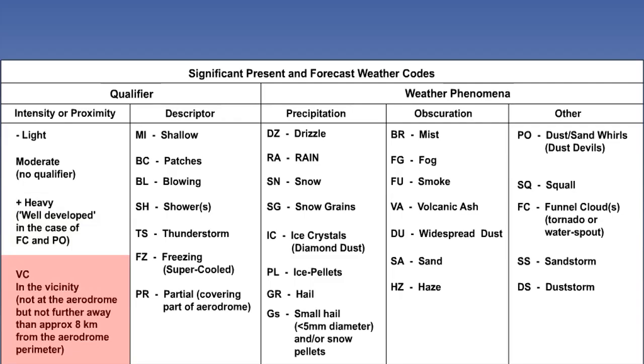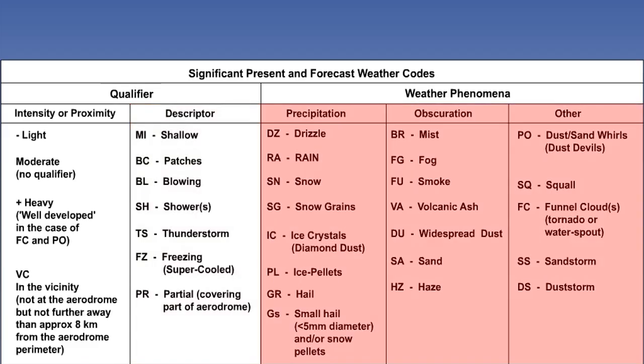The next column adds detail or describes the actual weather phenomena, which we will see later. Three of the most common that you are likely to see are BC, which means patches and is frequently used to describe fog, SH, which means showers, and TS, which is thunderstorm. The last three columns represent weather phenomena. We shall now look at each of these columns in turn and explain their usage.